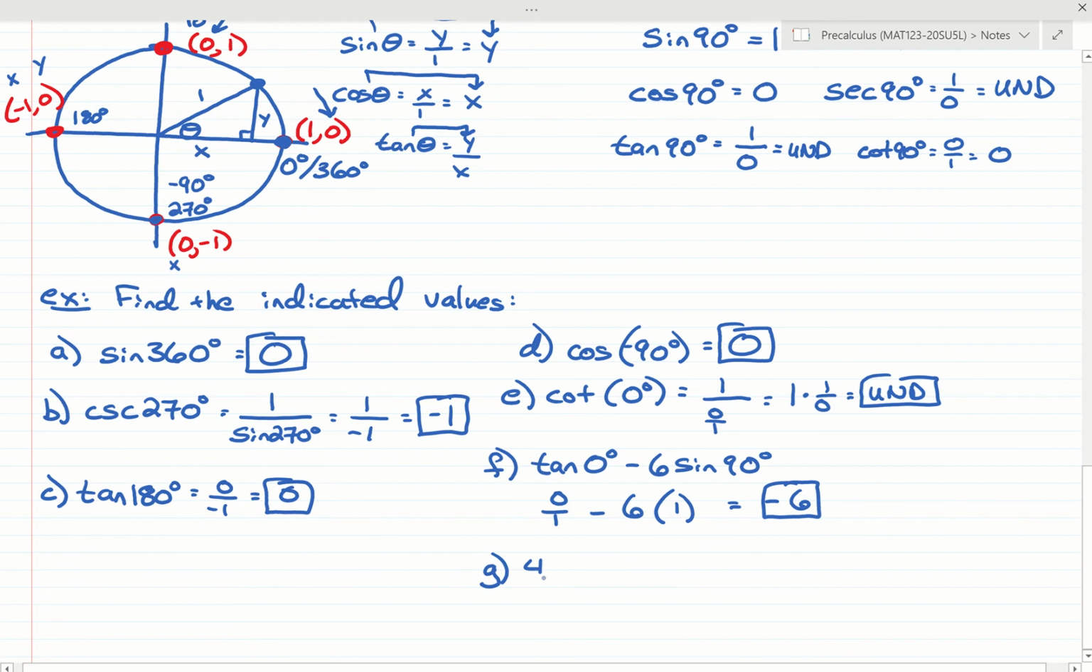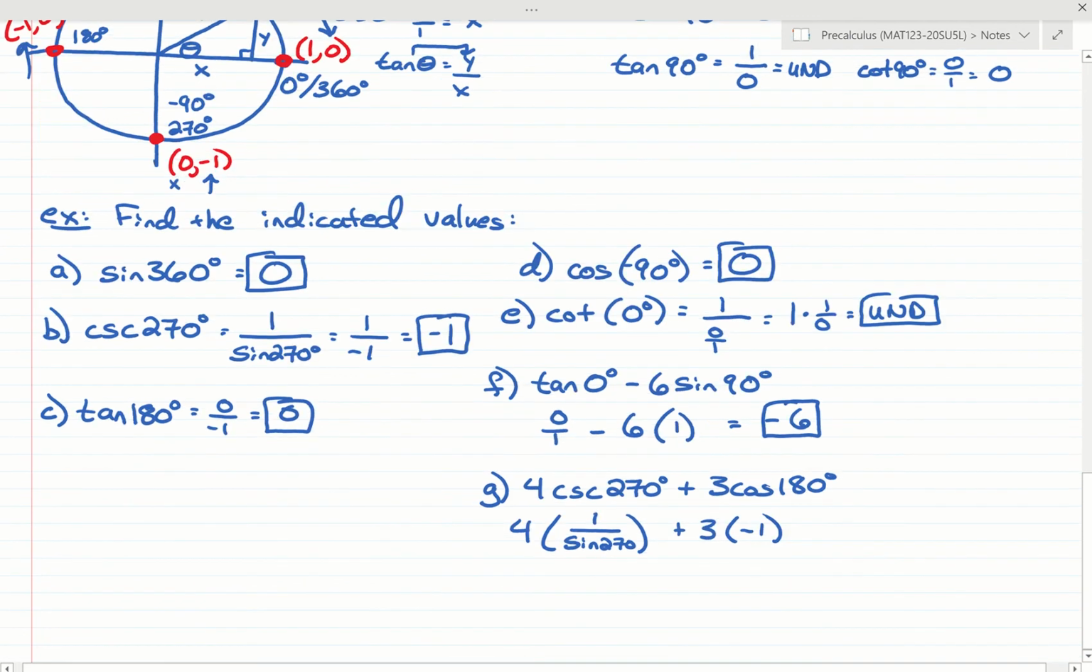How about 4 times the cosecant of 270 plus 3 times the cosine of 180? Well, the cosecant of 270 would be 1 over the sine of 270, and cosine of 180 is the x value at 180. The sine of 270, sine is the y value, which is -1. So we have 4 times 1 over -1 plus 3 times -1. -4 minus 3 is -7.